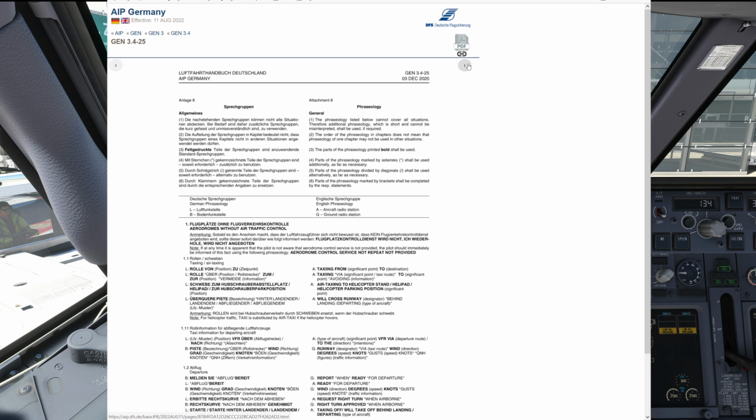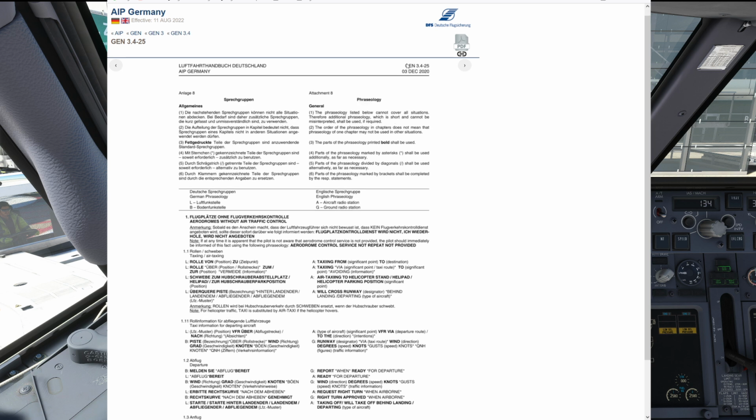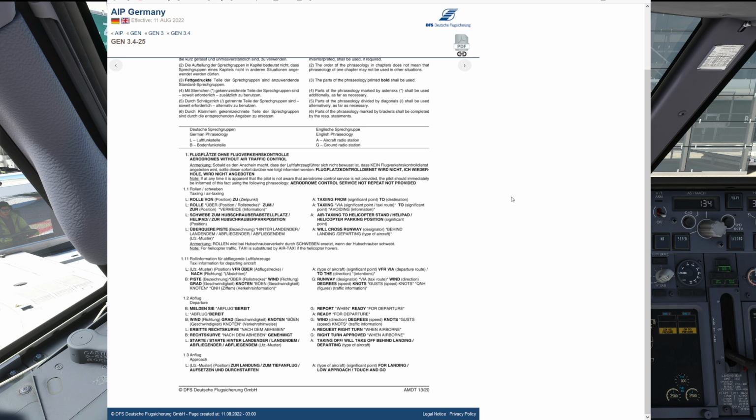So let's go on then with the actual phraseology. That is something that you should have a general look over. You don't need to know every single phrase, but you should be familiar with a couple of the basic phraseology, like taxi or report ready for departure, how a takeoff clearance looks, and something like that.